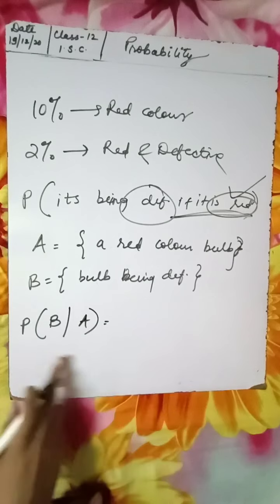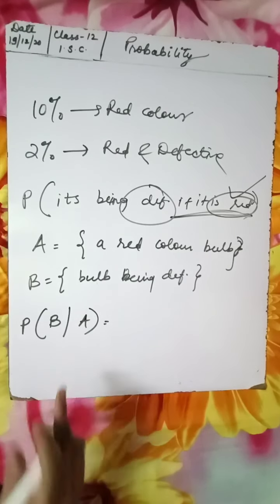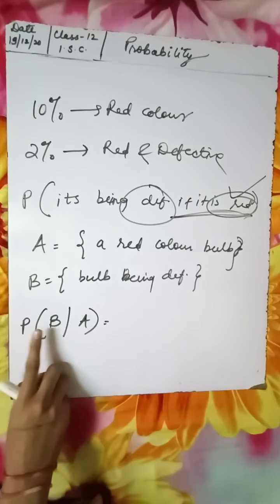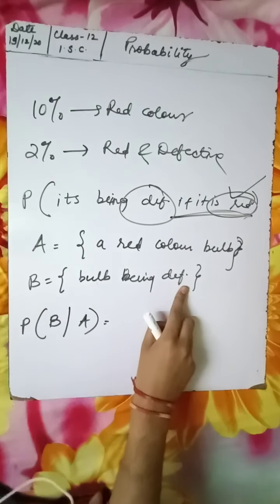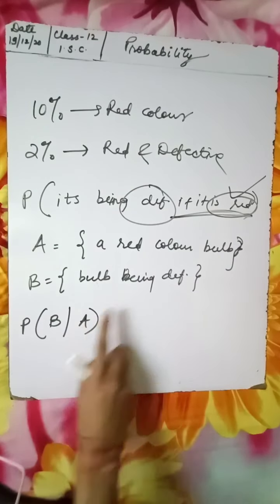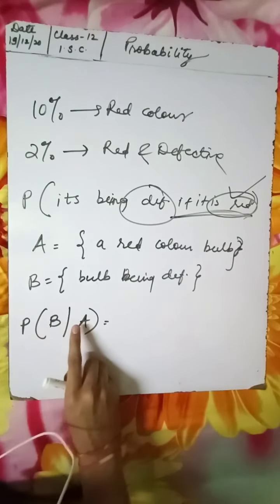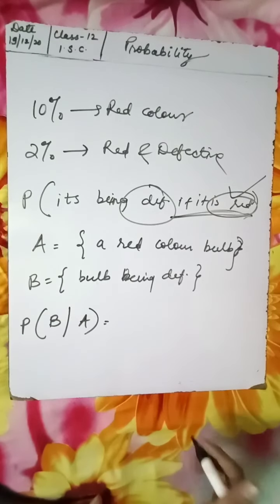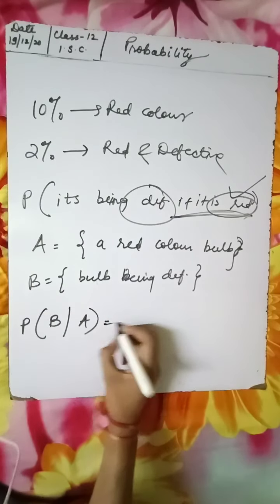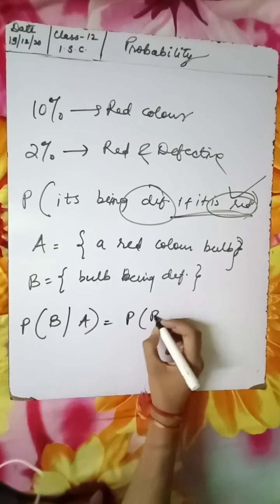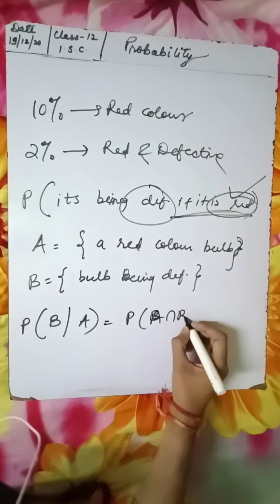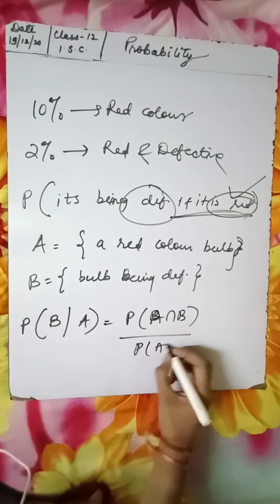Are you able to understand this thing? That is how probability of B, which is the defective one, given A, that means it should be defective as well as red. So this formula we have to use, which is nothing but probability of A intersection B upon probability of A.